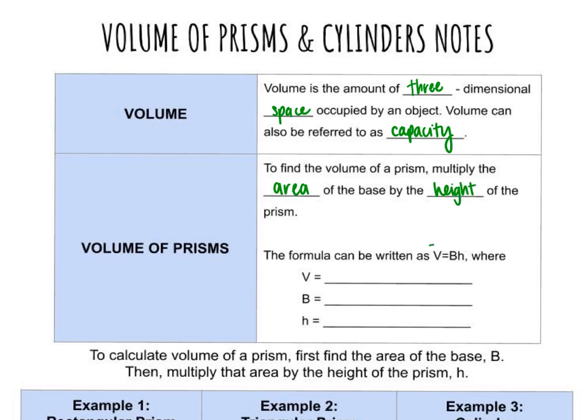So the formula, and you might want to box this or highlight it, for a prism is V equals B times H. And that V stands for the volume. B stands for the area of the base. And it's important that you make that note that it's the area of the base, because if it was a lowercase b, that would stand for a side length of the base. So capital B talks about the area of the base. And then H is the height of the prism.